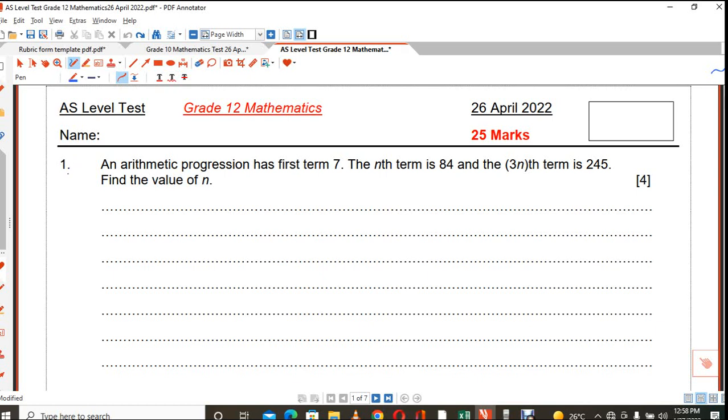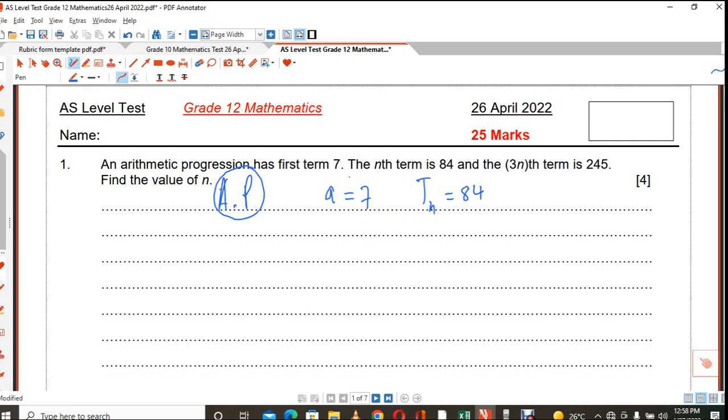This question is very straightforward. You are told it's an AP. The first term is 7. I always say, write down so that in your head you know what you are busy with. You are dealing with an AP, so you write AP somewhere there. a is equal to 7 because that's the first term. T sub n is 84. That's the nth term.